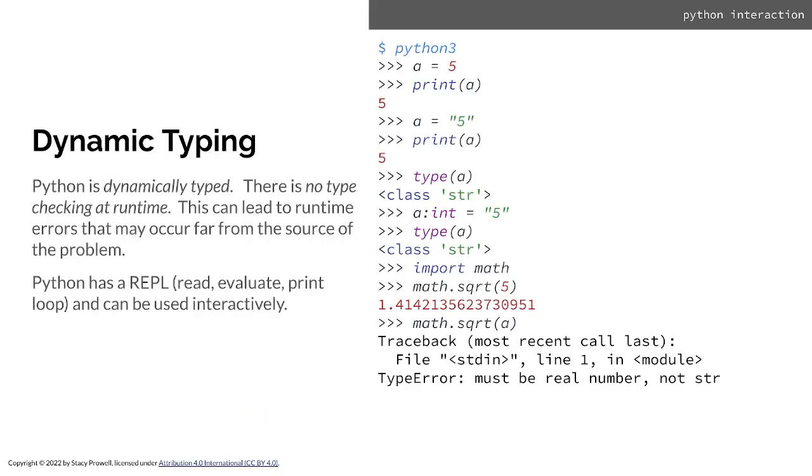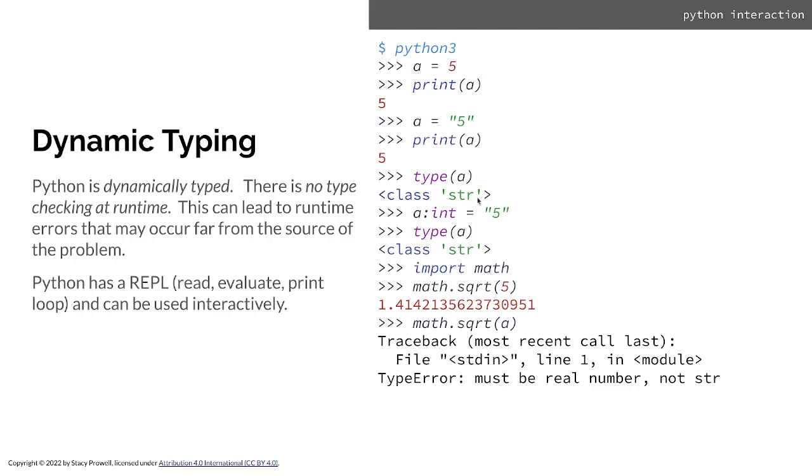Dynamic typing is part of the Python language. That can be super convenient, or occasionally it can bite you. So you see up at the top, we say A is 5, print A, prints out 5. Nothing remarkable there. These 3 greater thans are the Python prompt, by the way. So then if I say A is 5 in quotation marks, and I print A, I still get a 5. If I ask what the type of A is, it tells me it's a string.